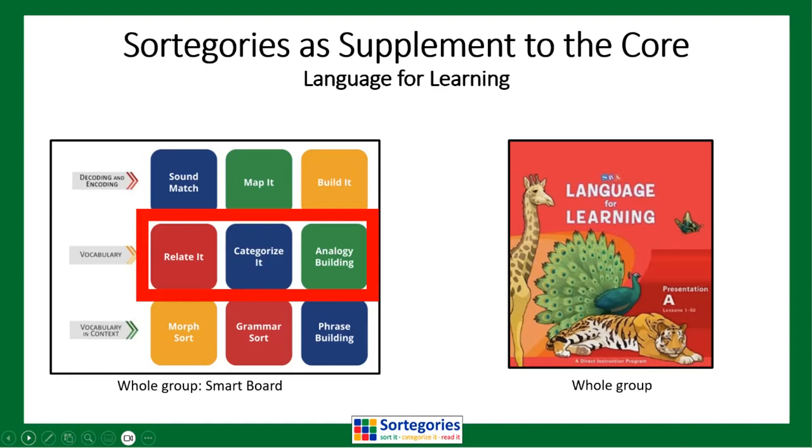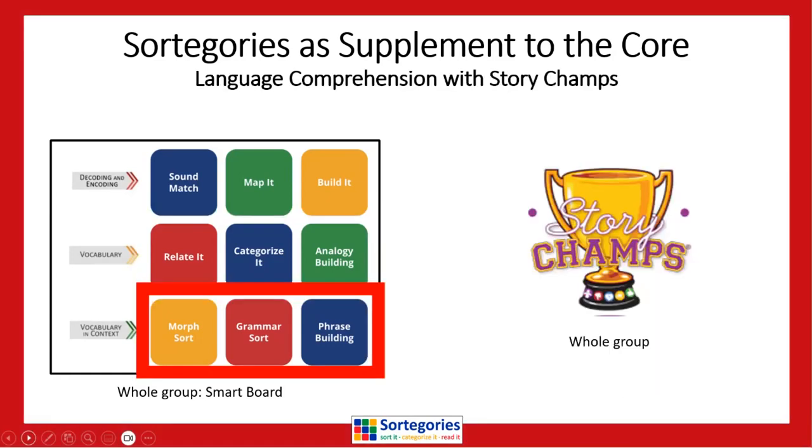I use Sortegories Row 2 as a warm-up for vocabulary, and I use the vocabulary activities whole group on the smartboard. And then we proceed with our Language for Learning lesson. Our program also uses Story Champs for narrative language instruction. I use Sortegories Row 3, the syntax modules, as a warm-up activity during whole group on the smartboard. And then we proceed with our Story Champs lesson.